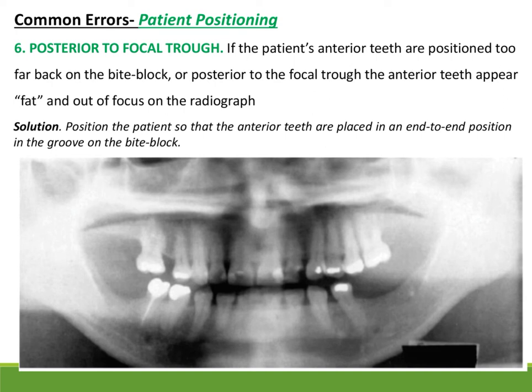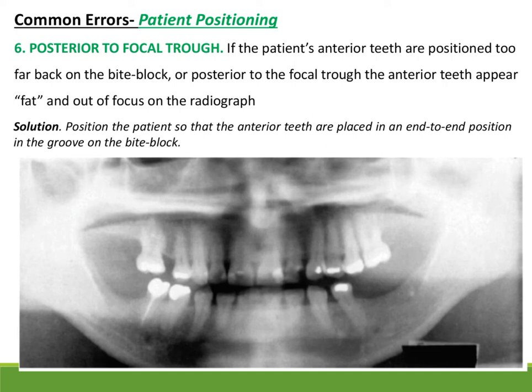Why? Because the bite block will make the patient stand in the focal trough or the image layer. If the patient doesn't stand there, you can get a distorted image like the one that you see. So always position the patient in such a way that the anterior teeth are placed in an end-to-end position in the groove on the bite block. Okay.